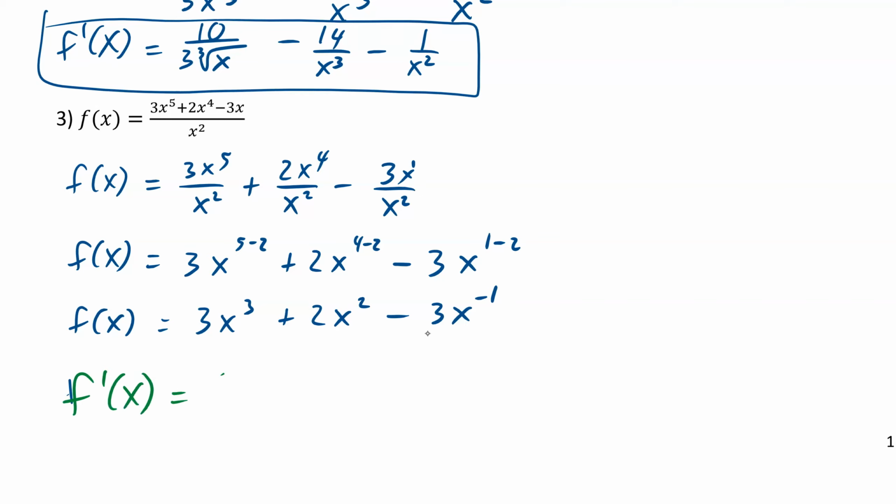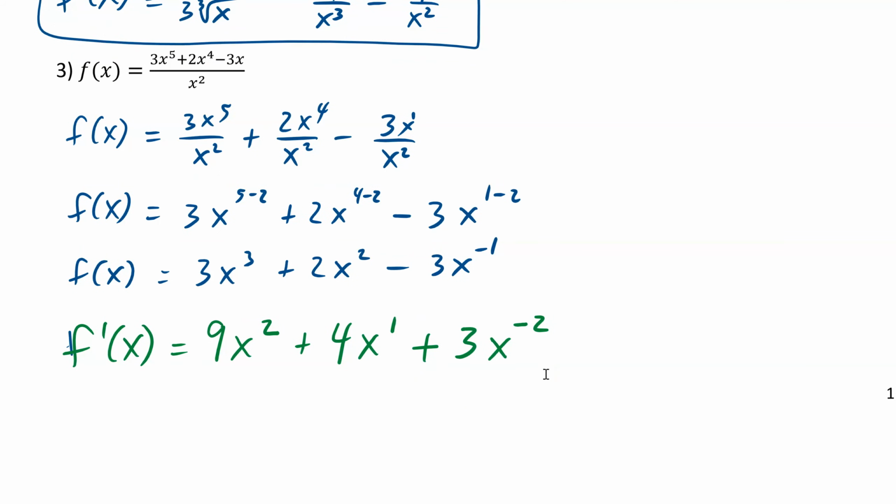So this would be 3 times 3, which is 9. Take away 1. 2 times 2 is 4. Take away 1. And then negative 1 times 3 is negative 3. And then take away 1, so negative 2. So make sure each one has dropped by 1 unit all the way across. And then again, we need to rewrite it. So f prime of x is equal to 9x squared plus 4x to the 1, and then negative 3 over x squared.